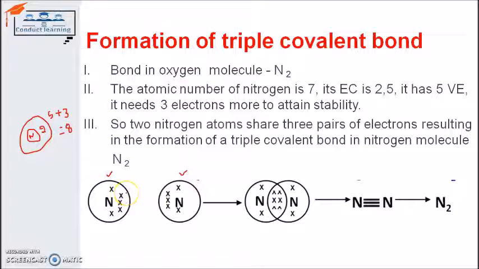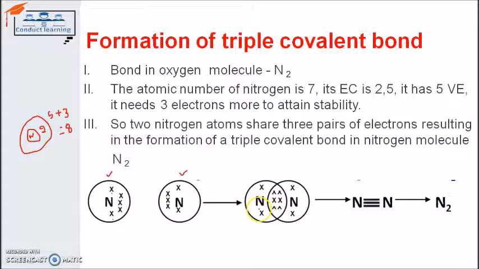Here the first nitrogen atom has 5 valence electrons in its outermost shell. First, second, third, fourth and fifth. The same is true for the other nitrogen atom. 1, 2, 3, 4, 5. Now both nitrogen atoms will share 3 electrons with each other and become stable. So you can see here how the sharing happens.